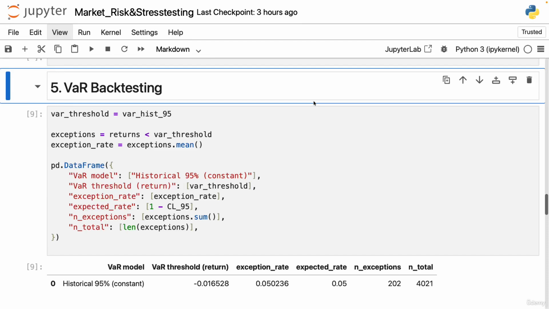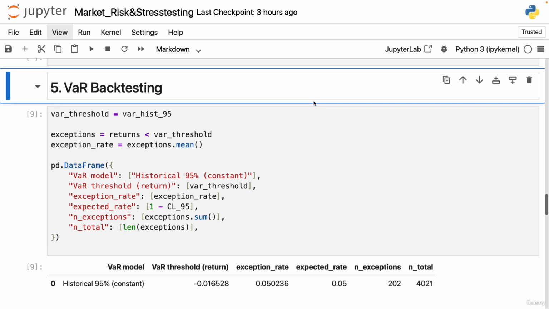We have now computed value at risk estimates, but computing VaR is only the first step. The next question is whether the model behaves as intended when we compare it to realized returns. This is the purpose of VaR backtesting. VaR backtesting is conceptually simple.